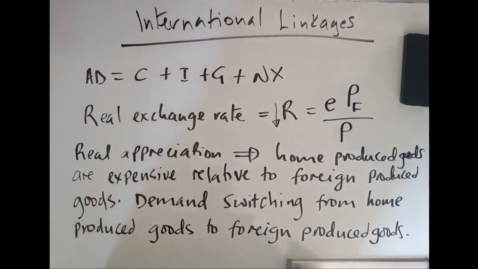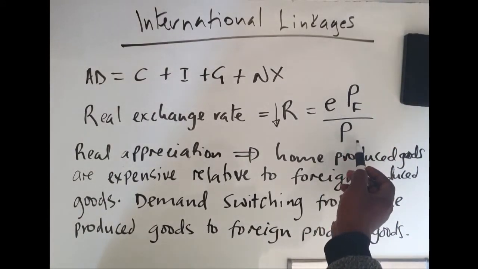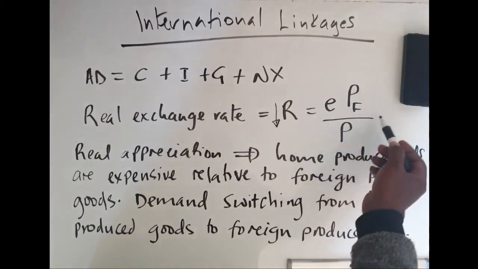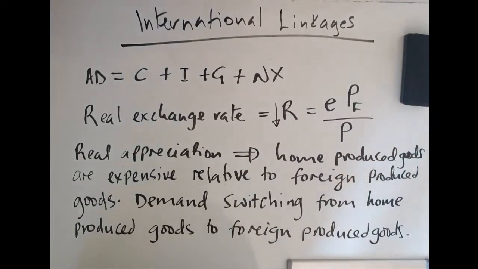So what we're saying is that when the price of home produced goods is rising, it will have the effect of reducing R. If home produced goods are becoming more expensive relative to foreign produced goods, demand will switch away from home produced goods to foreign produced goods. So demand for foreign produced goods will increase. A real appreciation leads to demand switching towards foreign produced goods and away from home produced goods. That's the idea.